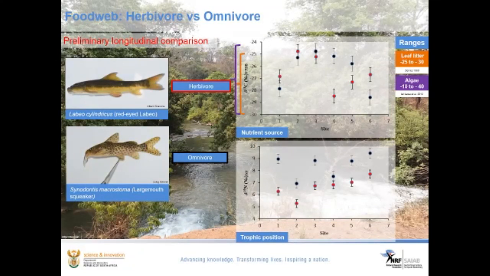For the nutrient source comparison, the labios are obligate algivores and feed within the expected isotope ranges, but uncertainty still lies in why at sites 1, 2 and 6 the Cynodontus does not feed from nutrient sources of a more negative delta 13 carbon. In nutrient passage between fish, it's expected that fish from higher trophic positions would exhibit more of the heavier isotope delta 13 carbon than the lighter delta 12 carbon in ratios, providing a less negative delta 13 carbon value than their lower trophic position counterparts.